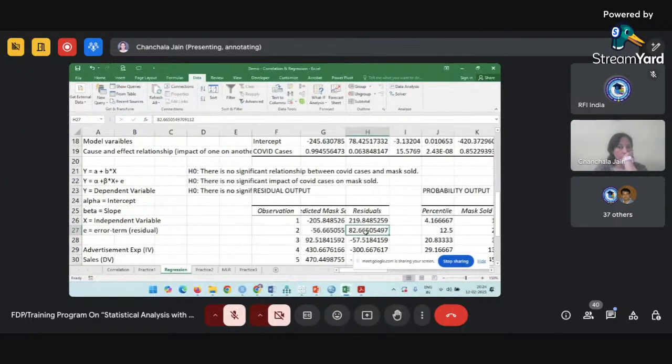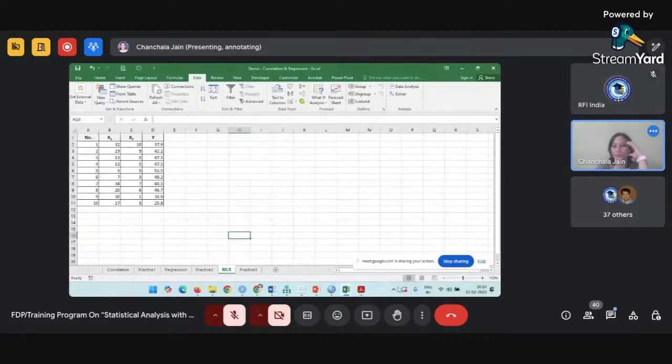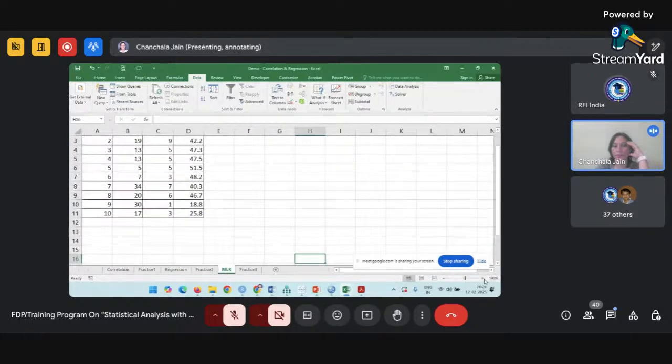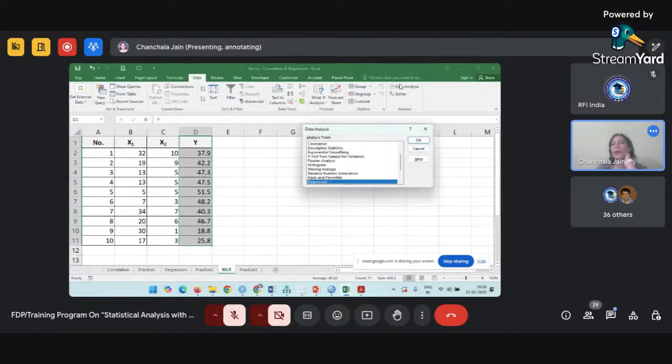Yes, ma'am. Then I think this is the simple linear regression. Now for the multiple linear regression, you need to go to the MLR sheet. Multiple linear regression sheet. There you can find, rather than giving the name, I have written x1, x2 and y. Means these two, x1 and x2, are your independent variables and y is your dependent variable, right? Now to perform multiple regression, you need to again go to the data analysis, and again you will select the regression and click on OK.